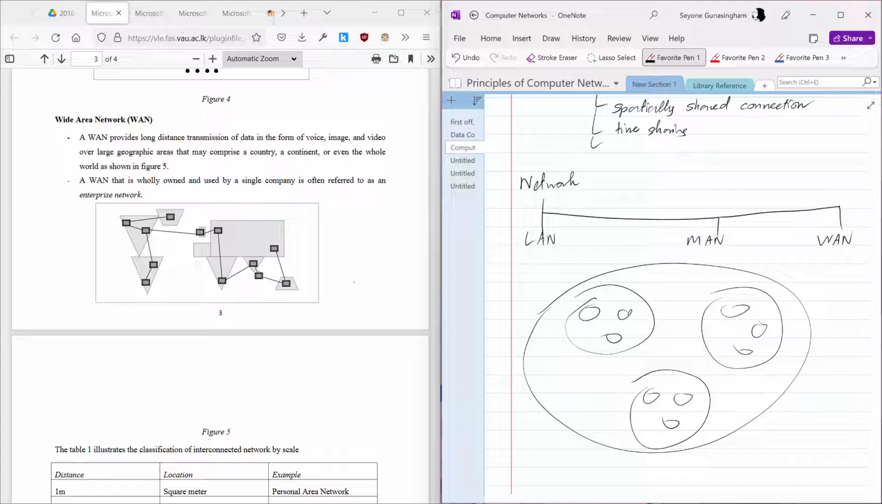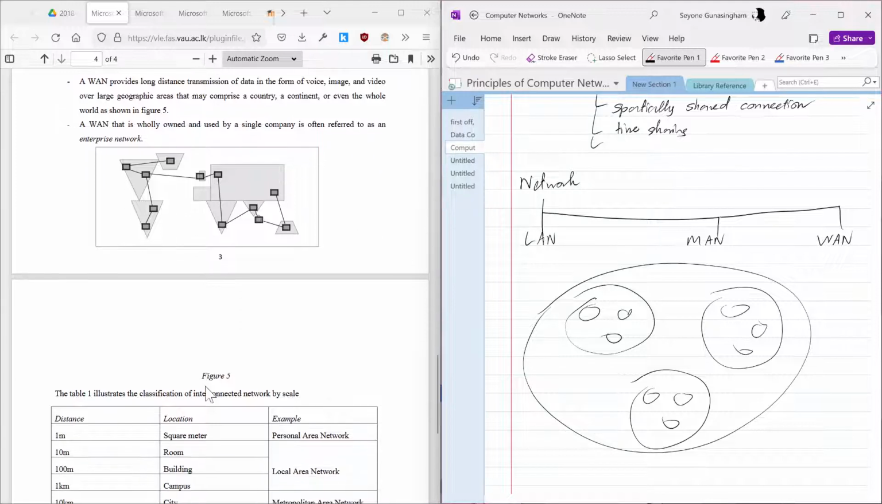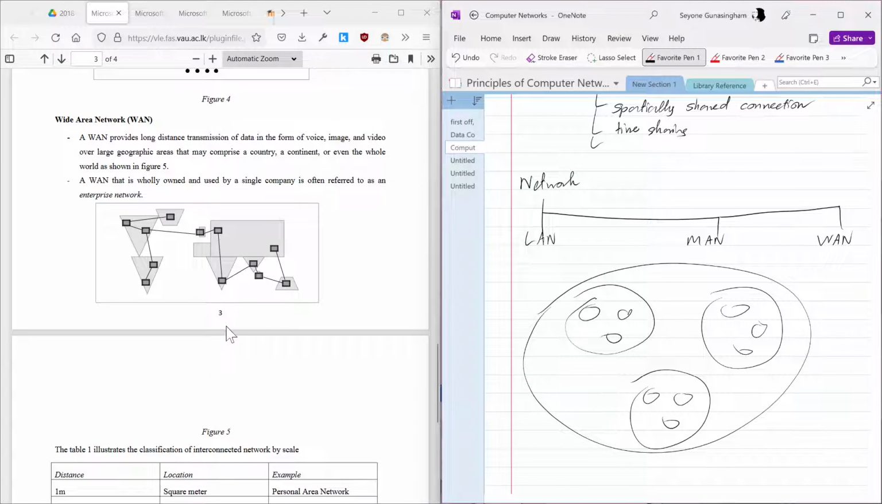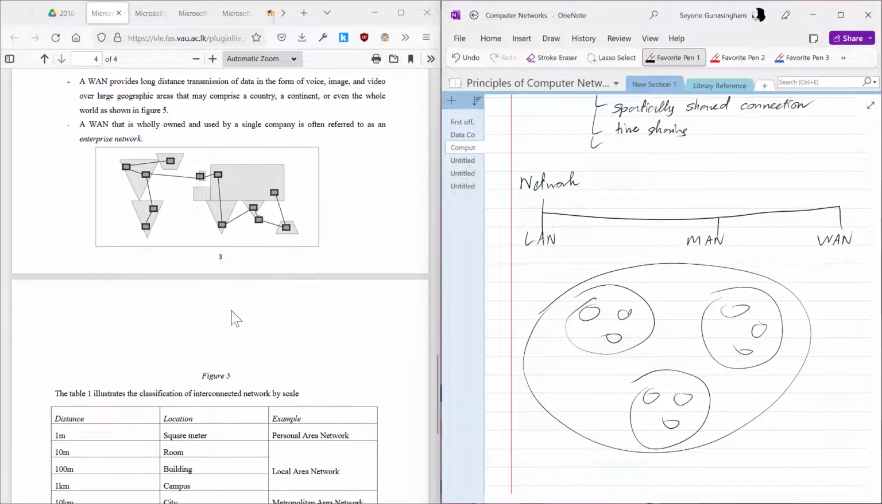We have a bunch of satellites orbiting Uranus, and if you didn't get that joke, you're too young to be in university. So yeah. So we got WANs, and yeah.